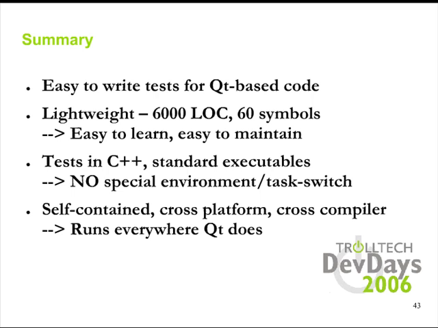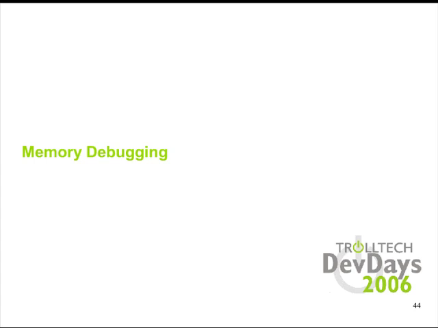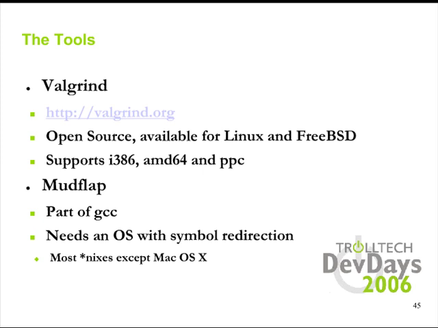Next to QTestLib, I also want to talk about memory debugging, because this is something so essential, which we do almost as naturally as writing unit tests inside of Trolltech. And we have two tools which we mainly use internally. You might know them. Valgrind, on valgrind.org. It is open source, available for Linux and FreeBSD. There's a half-witted Mac port, but it doesn't really work well. It supports Intel i386, AMD64, and of course the newer Intel CPUs and the PowerPC. It's probably the most used memory debugger inside of Trolltech.